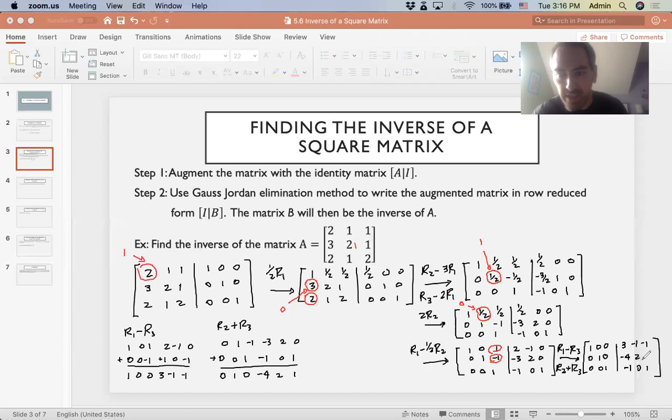And now the left-hand side of my augmented matrix is the identity matrix. That's row-reduced form. So the right-hand side of my vertical line gives me the inverse. This will be A inverse, the inverse of the matrix that I started with. Now you can verify this on your own. I'll let you do this: multiply matrix A times matrix A inverse and verify that the product results in the identity matrix.